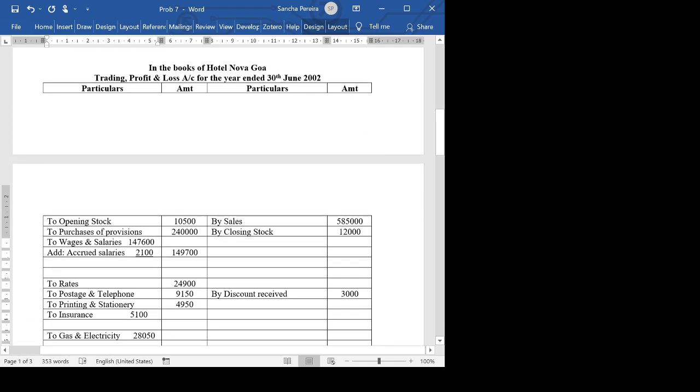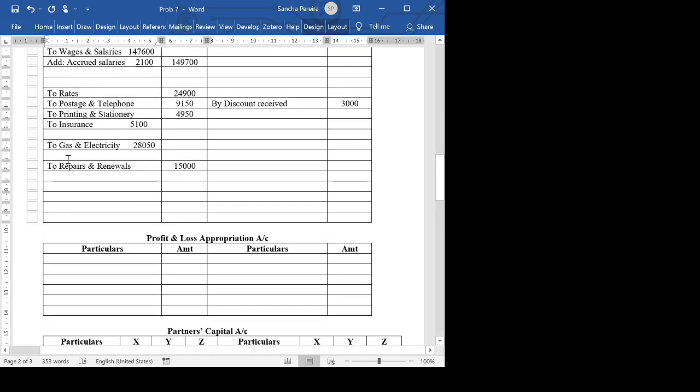Accrued electricity is 1,500. Accrued means outstanding, so add accrued electricity 1,500. That comes to 29,550. Similarly, we show this in the balance sheet.